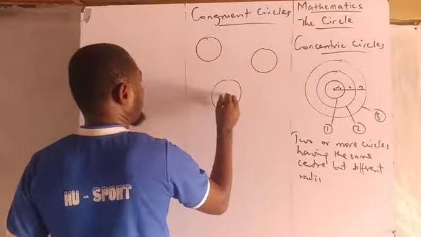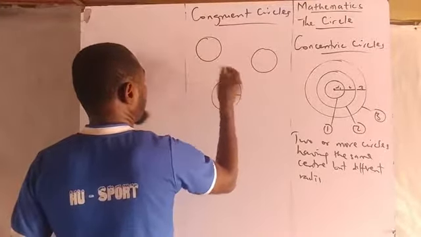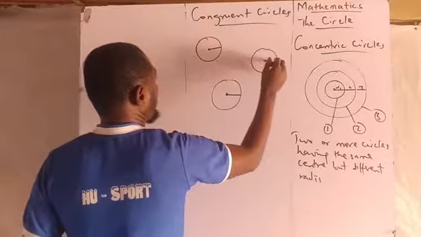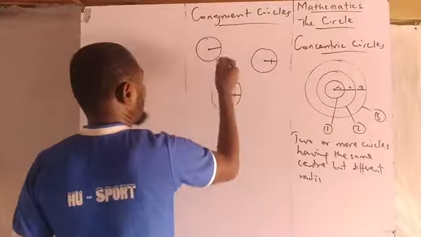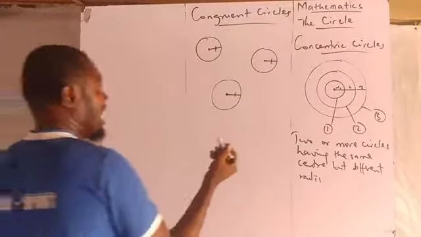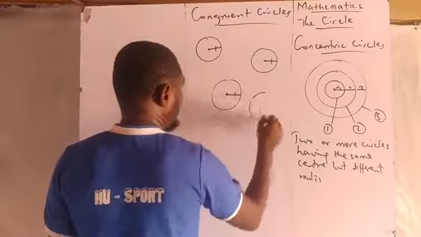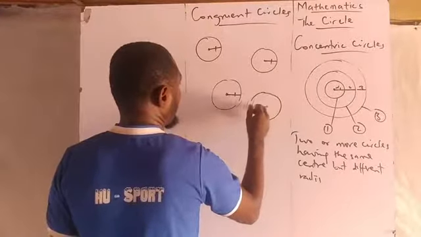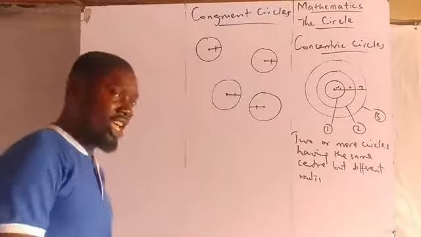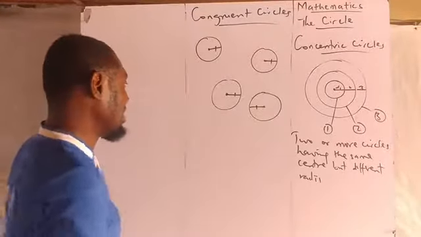Look. The same radius. They have the same radius. You can add more circles if you like. This shows that all these circles have the same radius but different centers.